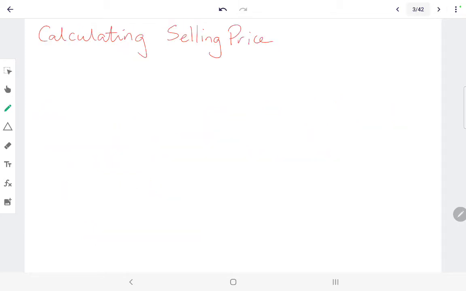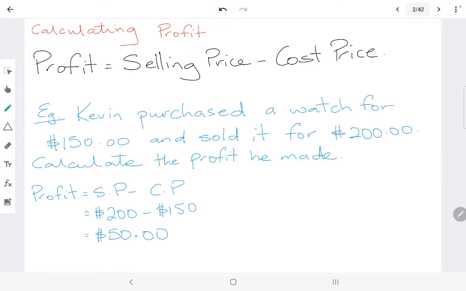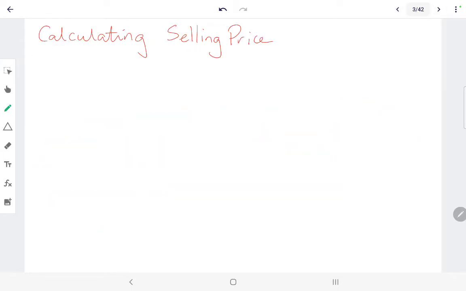Now let's look at calculating the selling price. So let's say they gave you the profit, using the example before, we know it was $50 profit, and the cost for the item was $150. They want to know how much you sold the item for to make that profit.